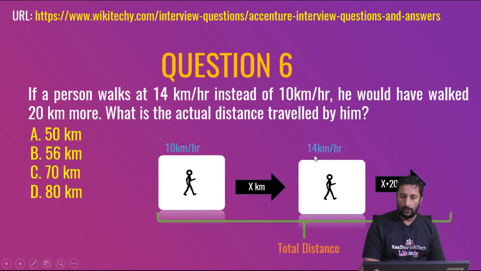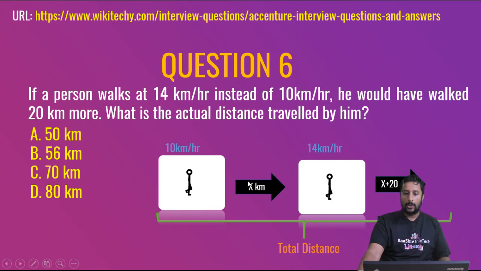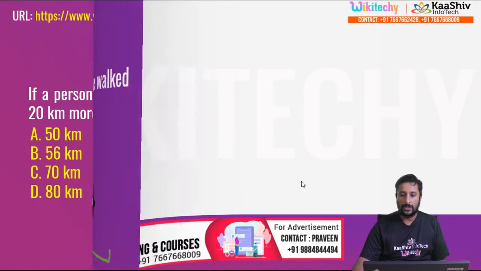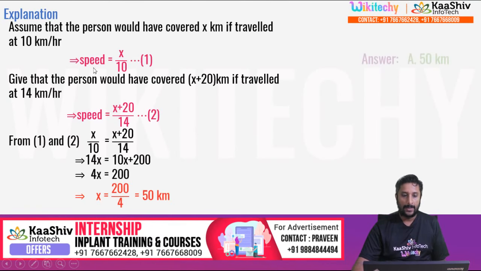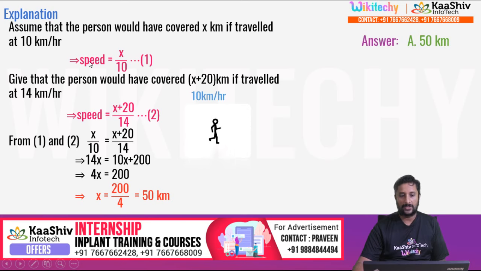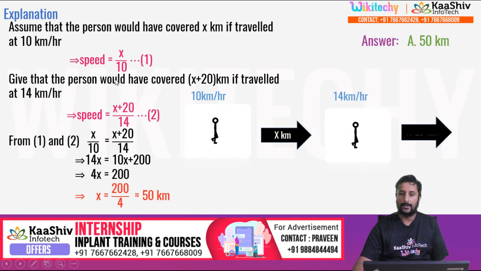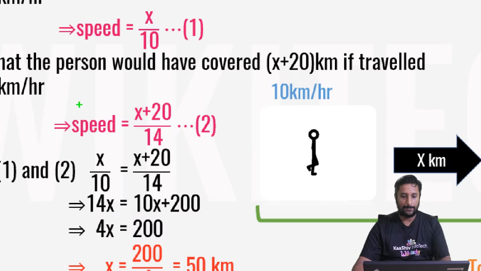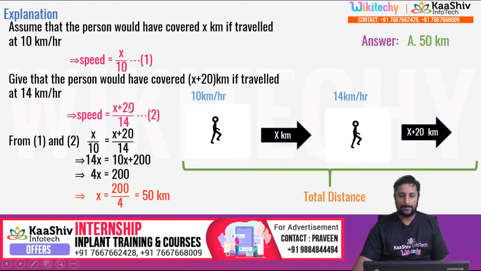Okay, so if he walked 14 km per hour, he will be reaching x plus 20. Considering 10 km per hour, he will be reaching x kilometers, and additionally he would have walked 20 km more. We should be really careful with this. So x plus 20, so at 14 km per hour he will be reaching x plus 20. Time is equal to distance divided by speed. So time is equal to x plus 20 divided by 14.